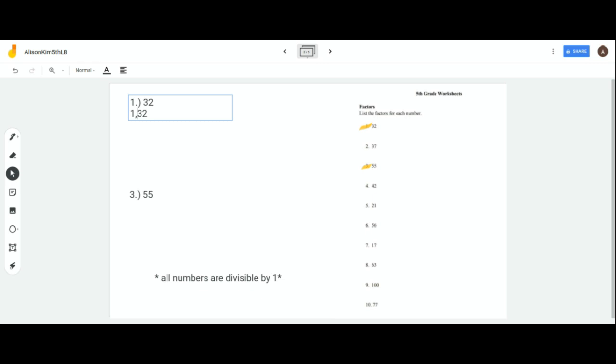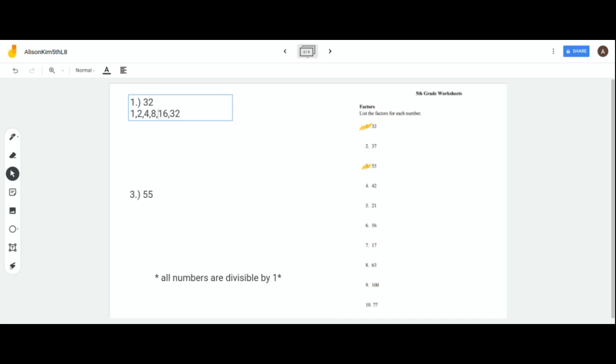Let's do 2. So 32 divided by 2 gives us what? 16, right? So we're going to put 2, comma, 16. That's going to be our first one. Now let's try 3. Is 32 divisible by 3? No. So 3 is not a factor. Now let's try 4. 4, of course, because 32 divided by 4 equals 8. So 4 is a factor, and so is 8, okay?